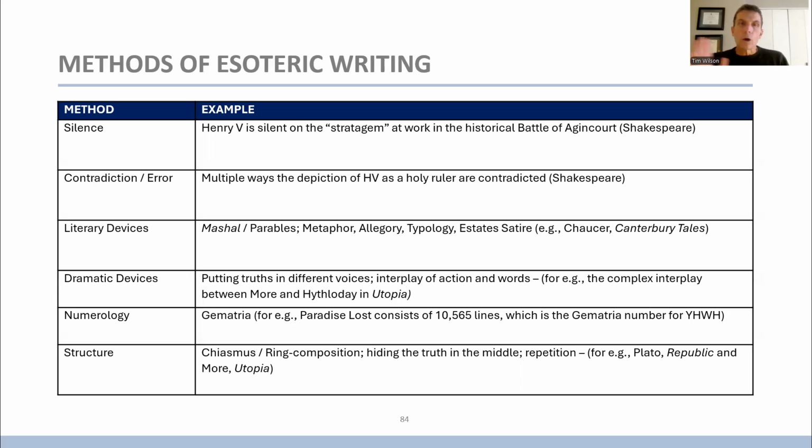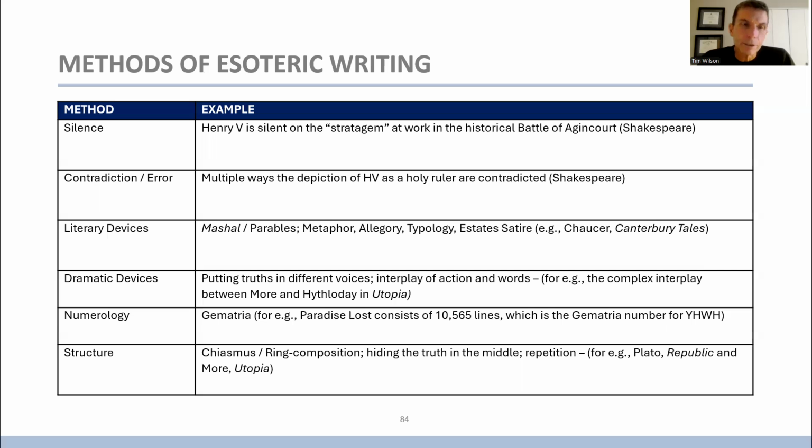And then a wide variety of literary devices. So we talked about parables, metaphor, allegory, typology, estate satire. In the latter example, Chaucer's Canterbury Tales. Dramatic devices: putting truths in different voices, the interplay of the action versus the words. So we can see this in Plato's Republic, but also in More's Utopia.